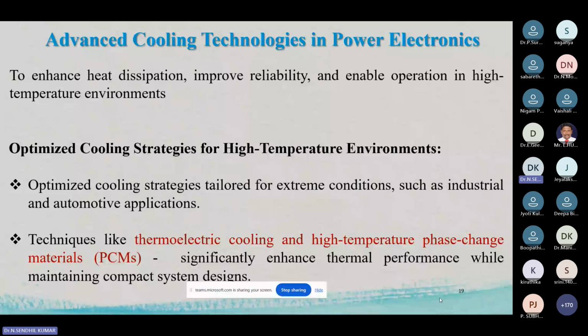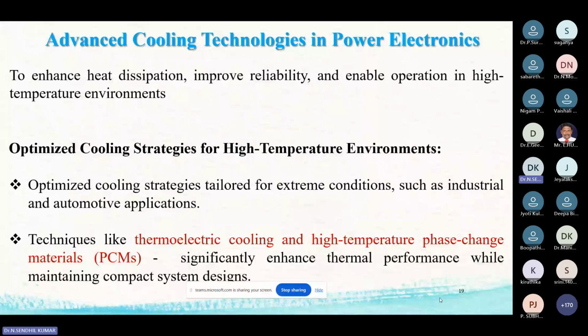Yeah, thank you. So next, we are going to see about the advanced cooling technology in power electronics. Advanced cooling means what are the different technologies we can use. Techniques like thermoelectric cooling and high temperature phase change materials will enhance the thermal performance, even though a small compact system is there, that you can use here. So that effective heat transfer will be taking place.